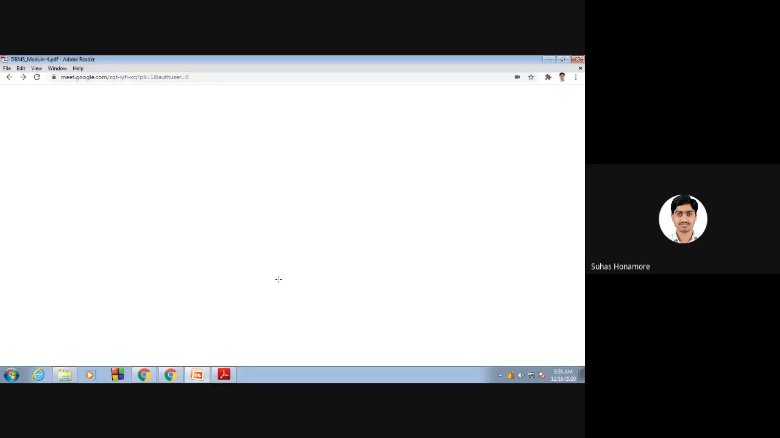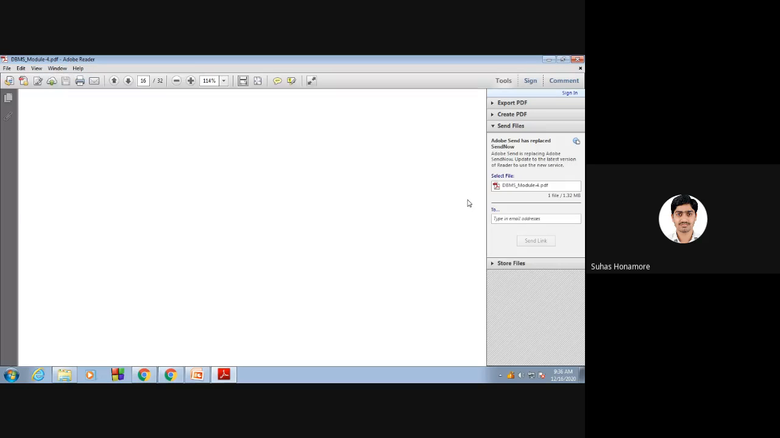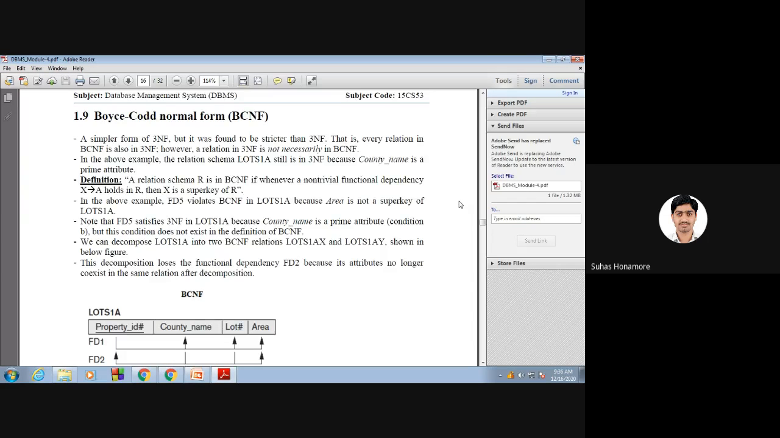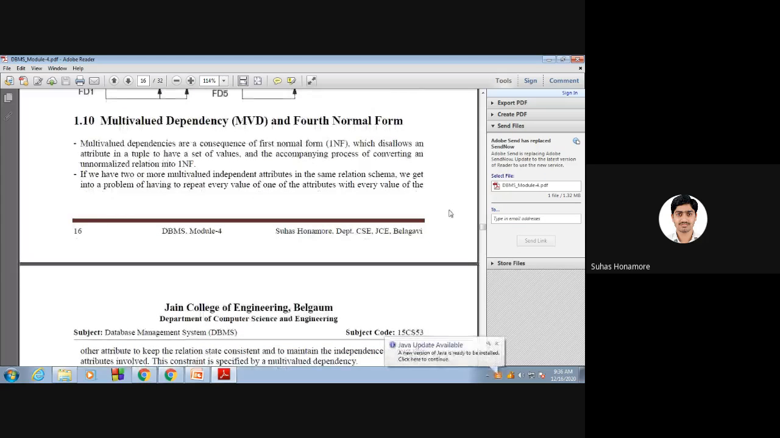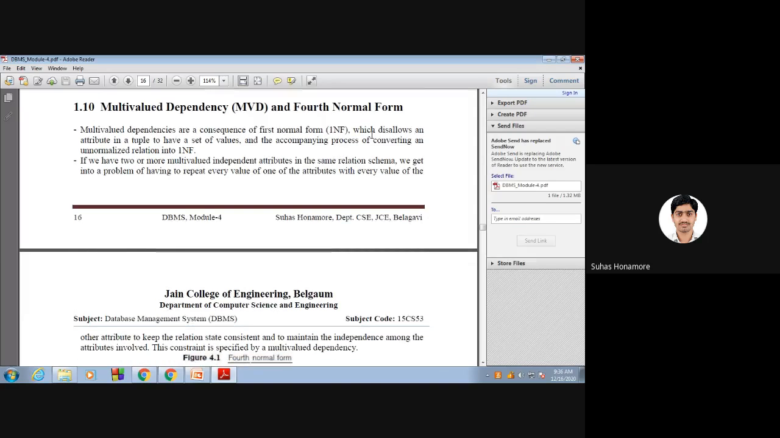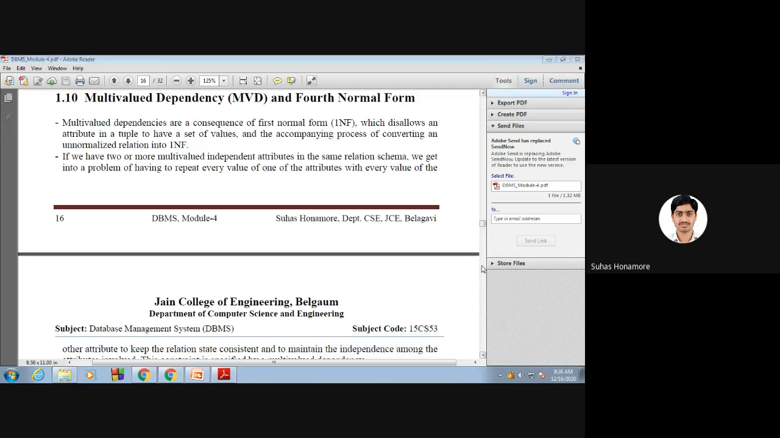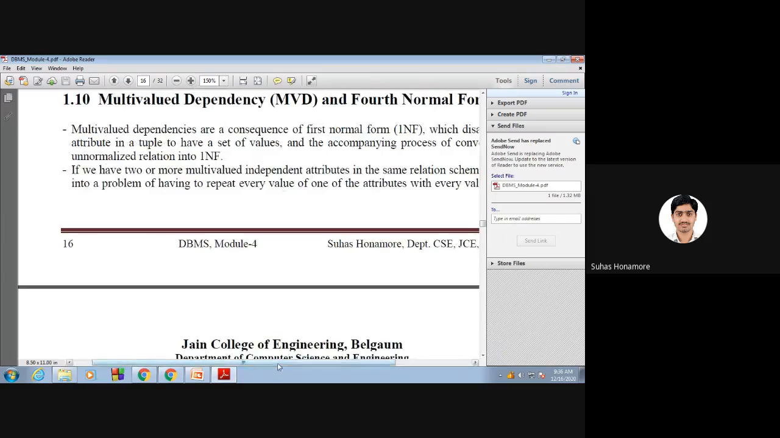So now next we will go for multivalued dependency and fourth normal form. Before going to fourth normal form, we'll study what a multivalued dependency is. We already know what multivalued means: one attribute can have more than one value.